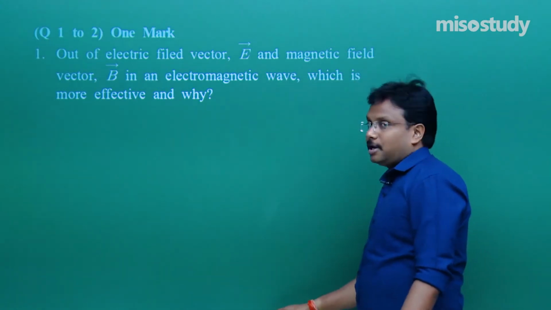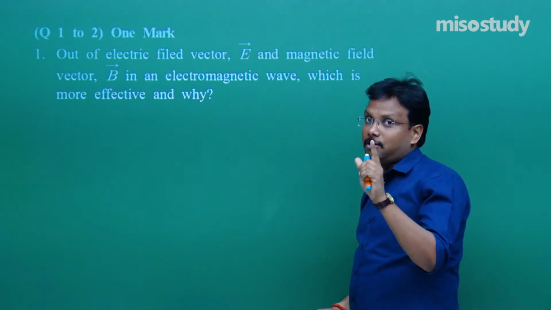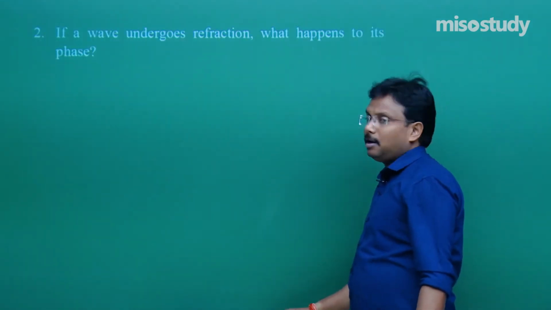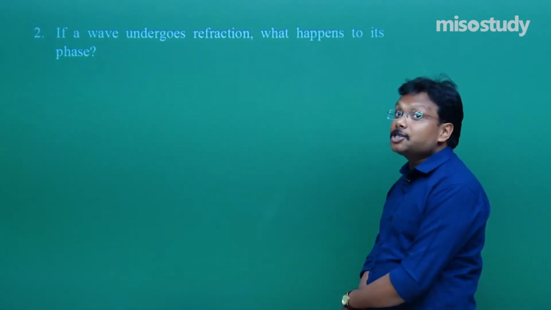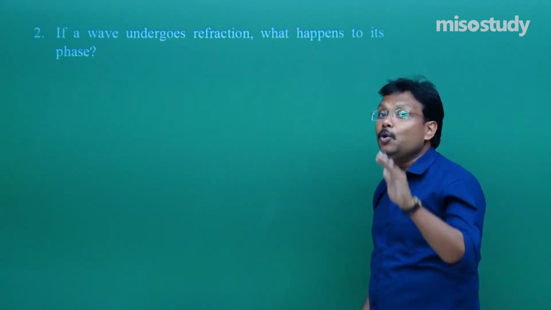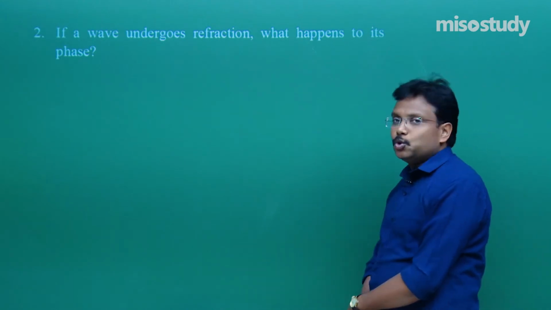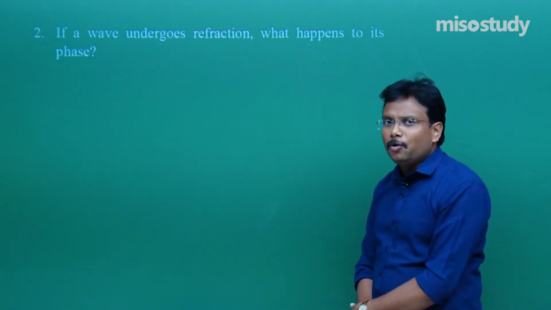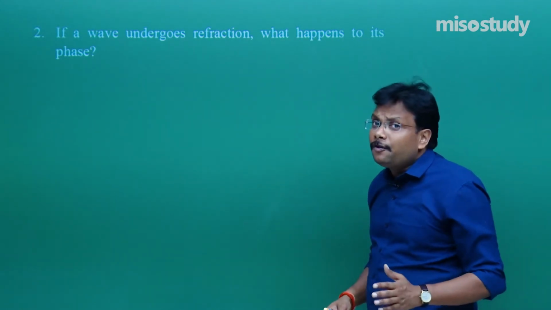Then comes question number 2, and here in this question number 2 you will find a very remarkable difference. And what is that difference? It is question number 2. If a wave undergoes refraction, transmission, moving from one medium to another medium, then what happens to its phase? Will the phase of an electromagnetic wave, light wave, change in case of refraction?